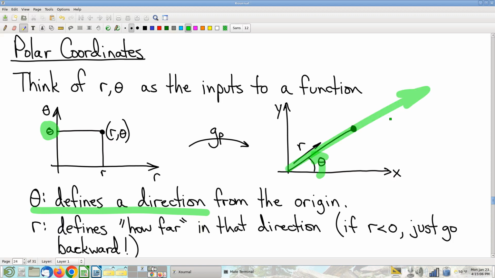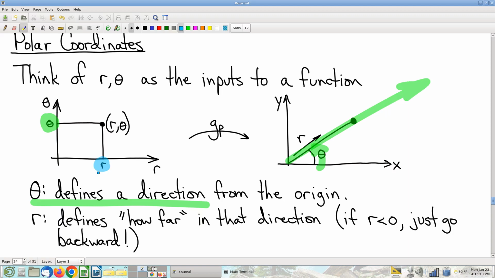That defines a direction. And then use r, the other polar coordinate, as an indication of what I'm going to loosely call how far to go in that direction. Then notice that gives you a point in the xy plane. So set up in this way, r and theta are what we call the polar coordinates of that point in the xy plane. How are we doing? Is everybody okay?